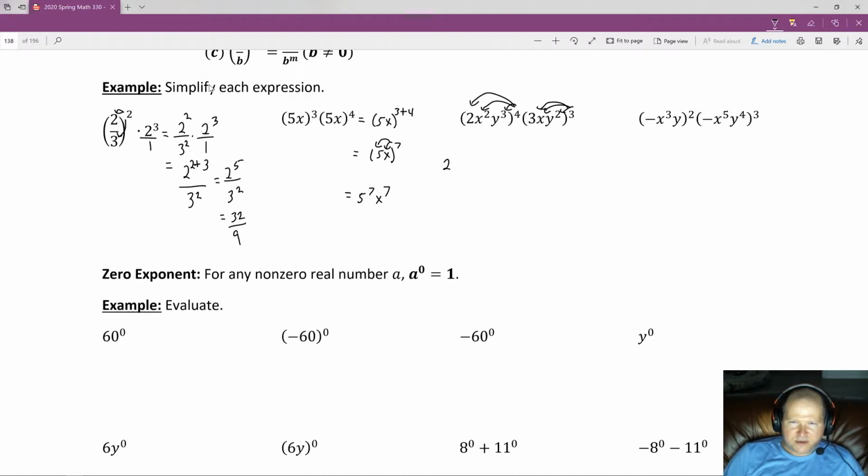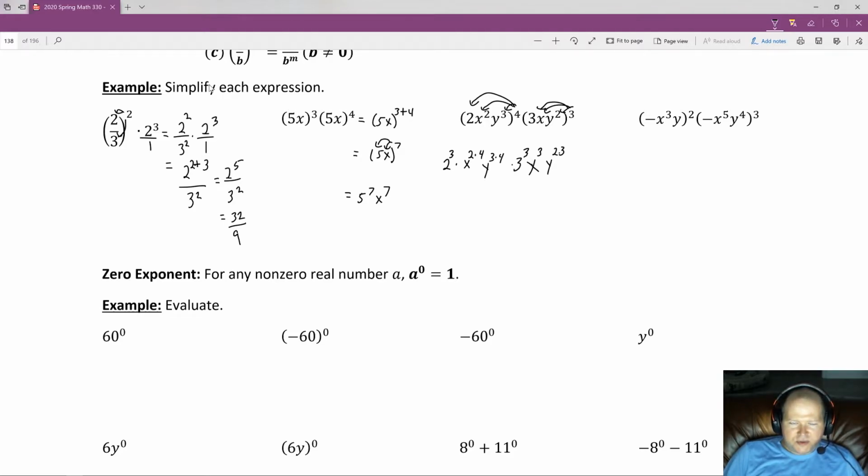So we're going to end up with 2 to the 3rd power times x to the 2nd power to the 4th power. So we multiply the 2 and the 4 together. And then we have y to the 3rd power to the 4th power, so we multiply the 3 and the 4. Then over here we're going to have 3 to the 3rd power. We're going to have x. Now since x doesn't have an exponent, or has an understood 1 exponent, 1 times 3 is 3. Then we have y to the 2nd to the 3rd, so we simply multiply those together.